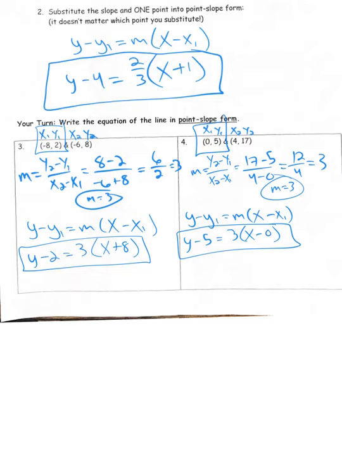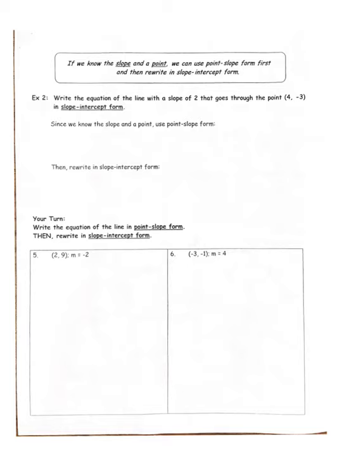So if you need to pause it and check your work, feel free to do that now. But I'm going to go ahead and move on to the next page. It says if we know the slope and a point, we can use the point slope form first and then rewrite in slope intercept form. So here we're going from that point slope form we've been working with, the y minus y1 equals m parentheses x minus x1 form, and getting to that slope intercept form, where that y equals mx plus b form.